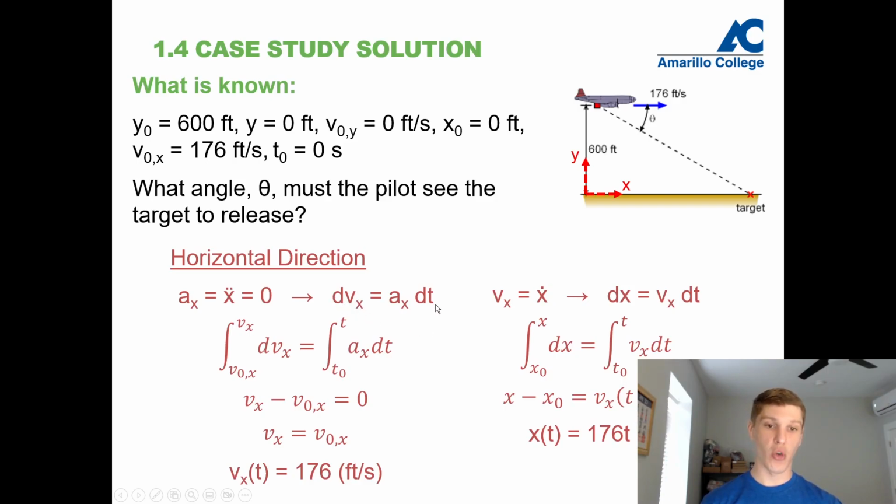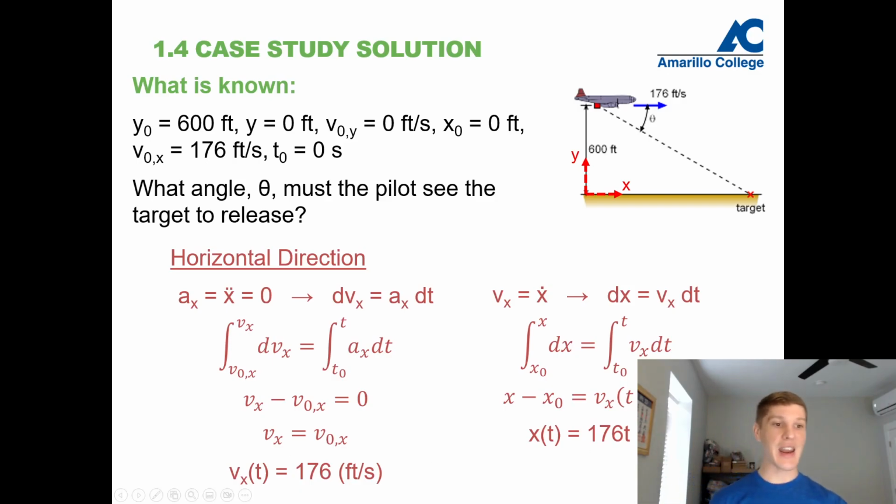I multiply my dt through and integrate this equation. Now I'm integrating from some initial velocity to some final velocity, and from some initial time to some final time. But remember that a sub x is 0, so the entire right side of this equation becomes 0. Now dv just becomes a v, and I evaluate that at v sub x and v naught sub x, so I end up getting that my velocity in the x direction is equal to a constant, equal to my initial velocity of 176 feet per second. So we were able to derive that relationship that our horizontal velocity is always constant. It is not changing because there is no force acting on the package in the x direction.